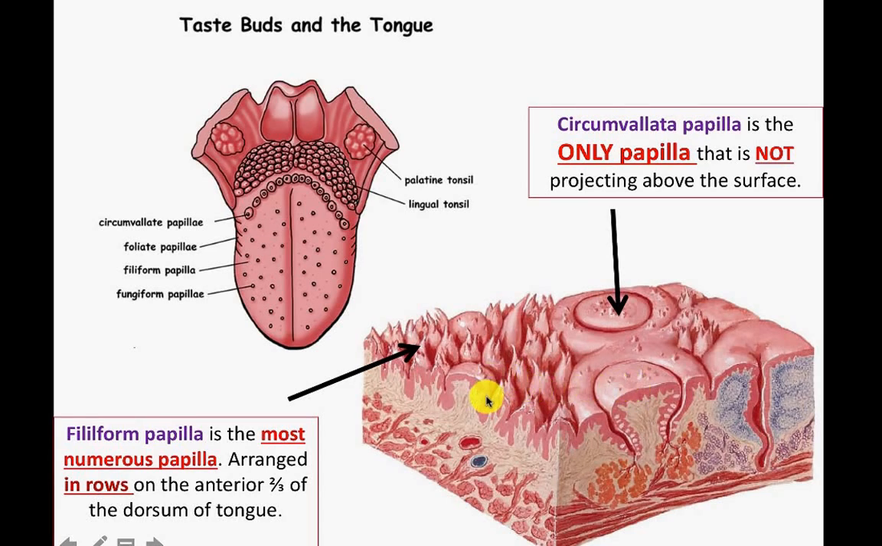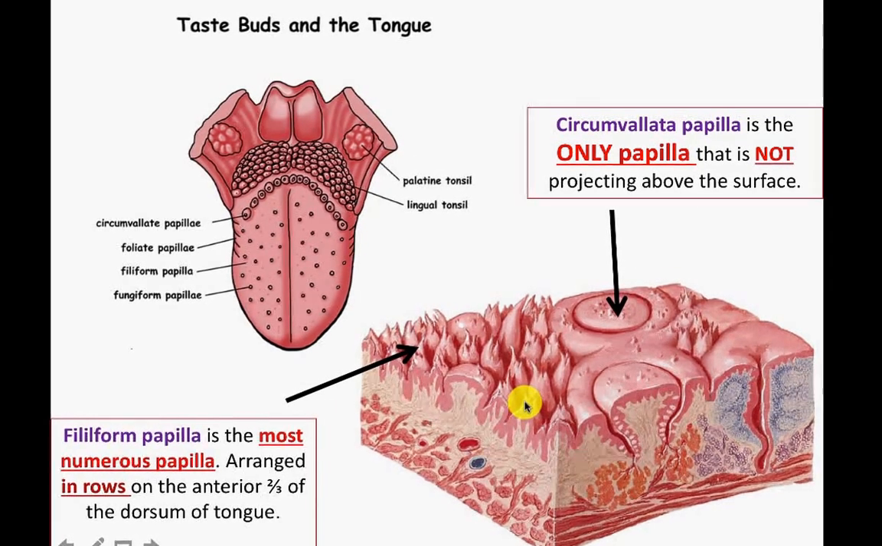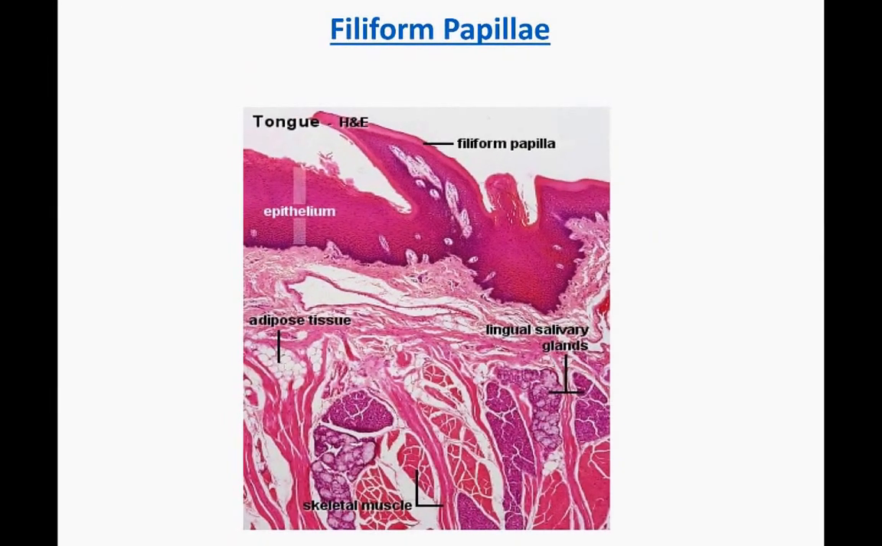The fungiform has few taste buds. The circumvallate has a lot of taste buds. Both of them are covered with non-keratinized stratified squamous epithelium, while the filiform is covered by keratinized stratified squamous epithelium. Here we have the filiform papillae, which are conical in shape, the most numerous on the anterior 2/3 of the tongue. No taste buds are present, they are covered with keratinized stratified squamous epithelium, and they are whitish in color.